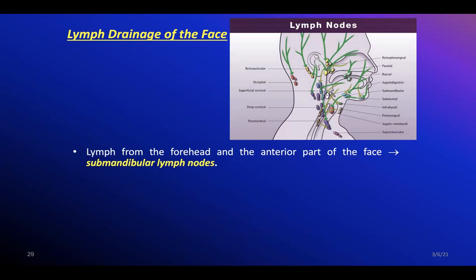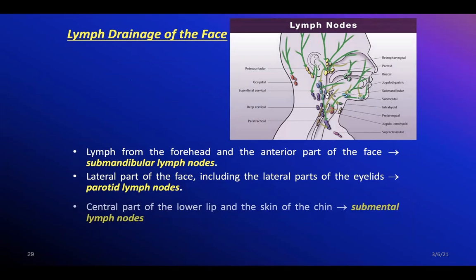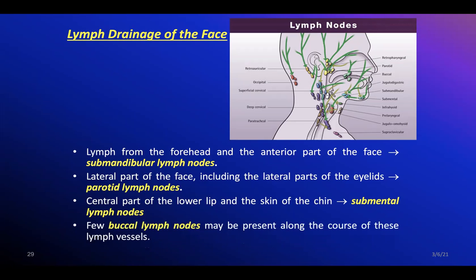The lymphatic drainage: the lymph from the forehead and the anterior part of the face goes to the submandibular lymph nodes. The lateral part of the face, including the lateral parts of the eyelids, goes to the parotid lymph nodes. The central part of the lower lip and the skin of the chin go to the submental lymph nodes. A few buccal lymph nodes may be present along the course of these lymph vessels.